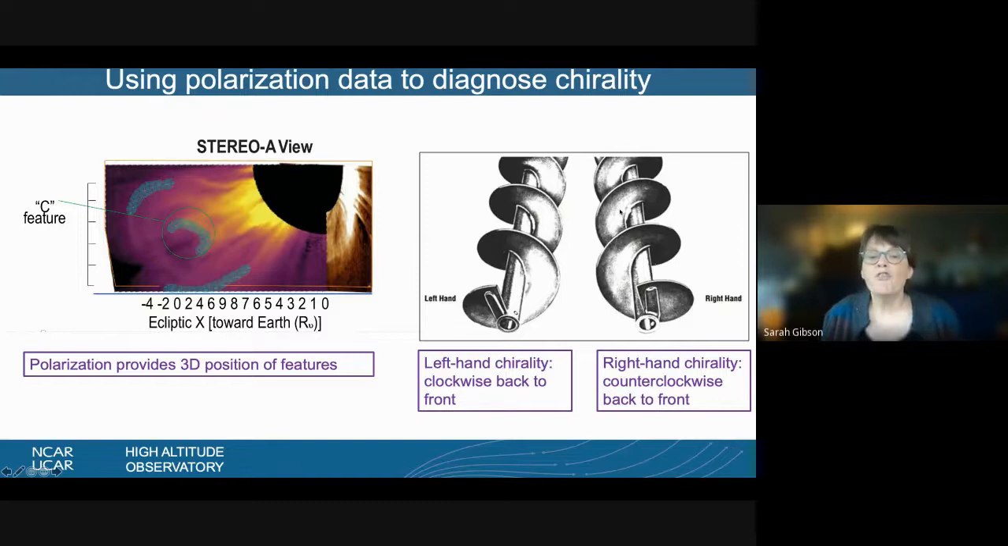Which brings us to the third part of the talk. If the core is showing mass within the flux rope, can it be used as a trace of flux chirality? Well, yes, if we know what to look for. In particular, it can be shown that a structure that's curving clockwise back to front on part of the structure is evidence of left-handed chirality.